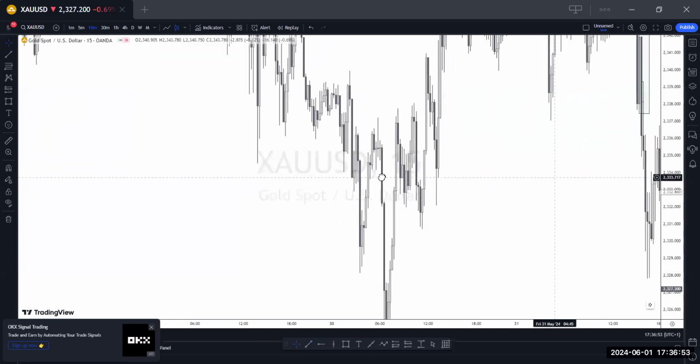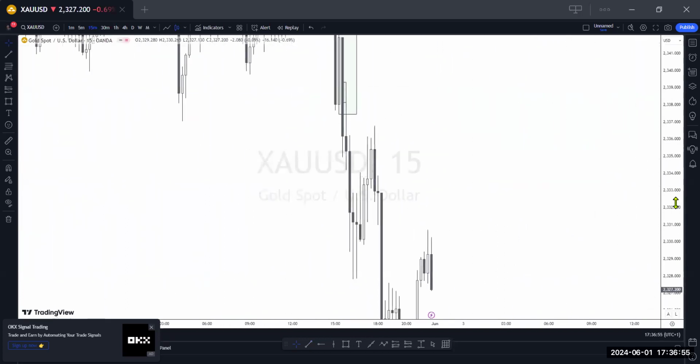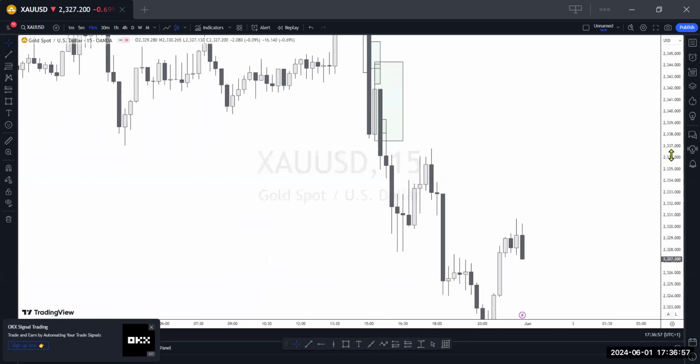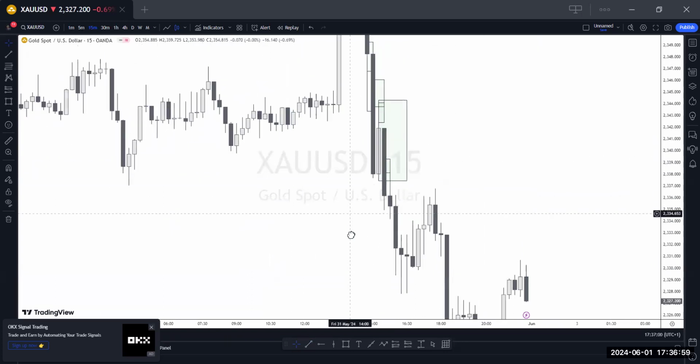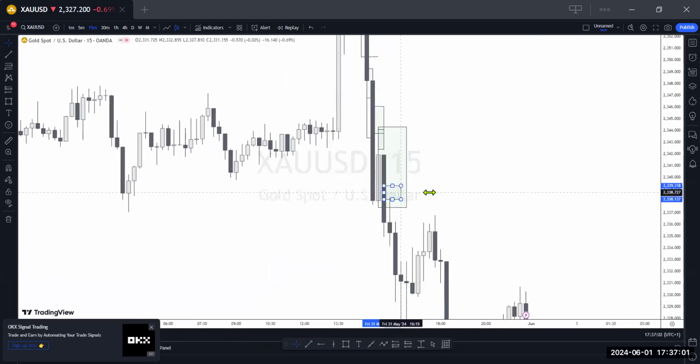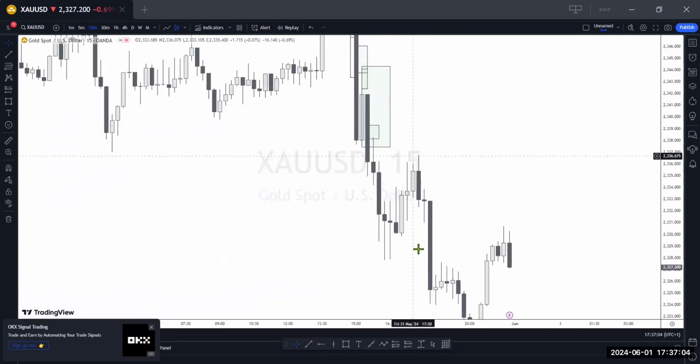So the closest time frame to monitor M1 entries is M15, right? So on M15, again, we had this first trade on M15, like I mentioned. You see the exact same level I marked on M1. Okay, so on M15, we have this hidden engulfing right here.